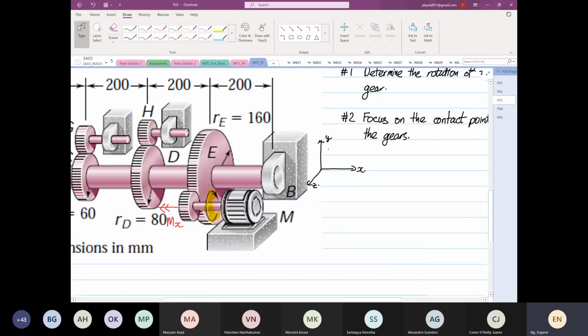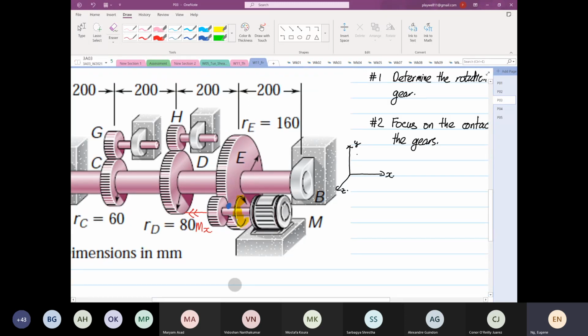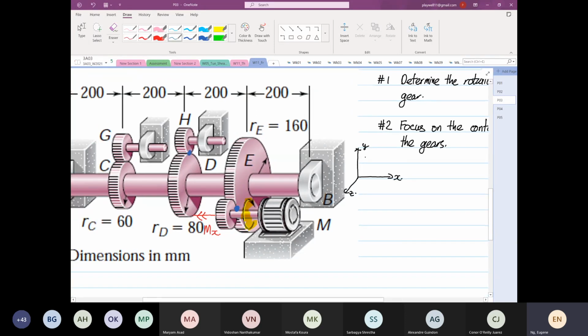Okay, so we know the input is between E and the motor. This is where the contact is. Then you have another contact over here, and then we have another contact over here. So find where the contact points are.